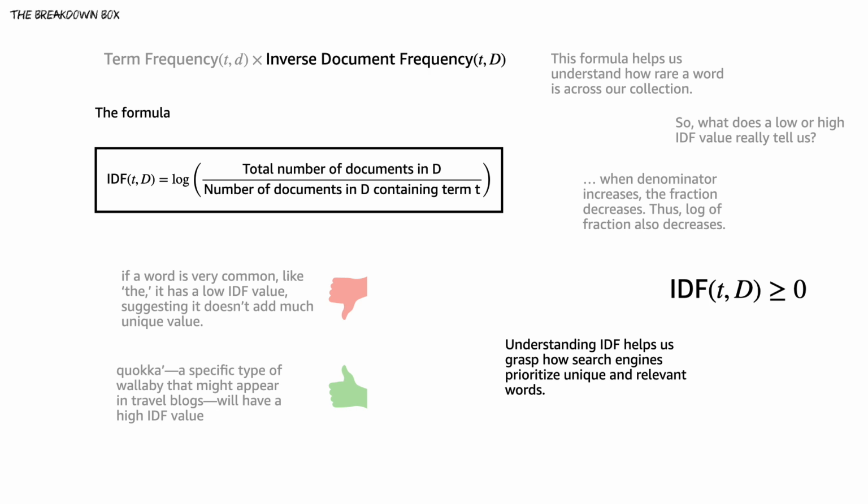Now that we understand both parts of TF and IDF, let's see how they work together to reveal the true importance of a word in a document. Let's dive into how we can evaluate the importance of words in a document using a bag of words model combined with TF-IDF.